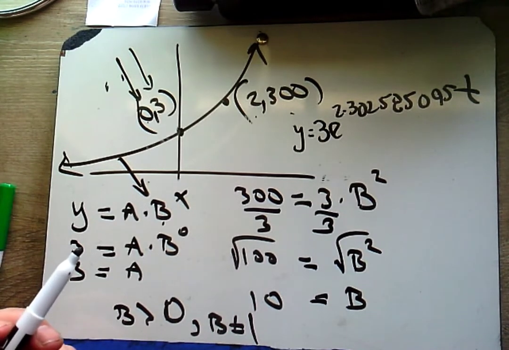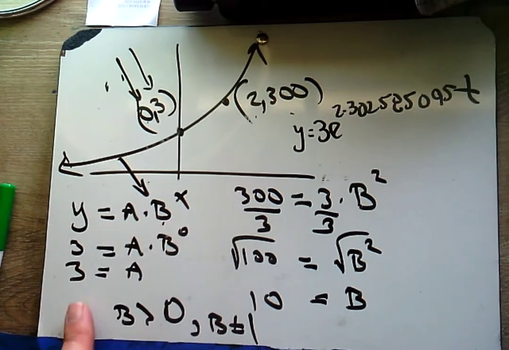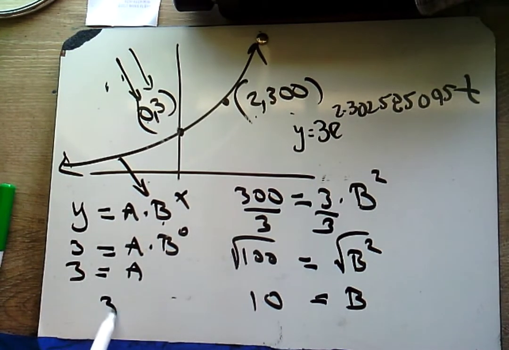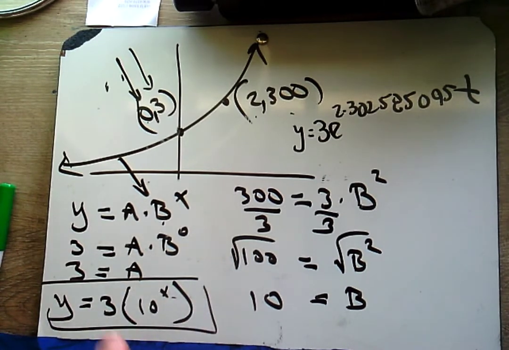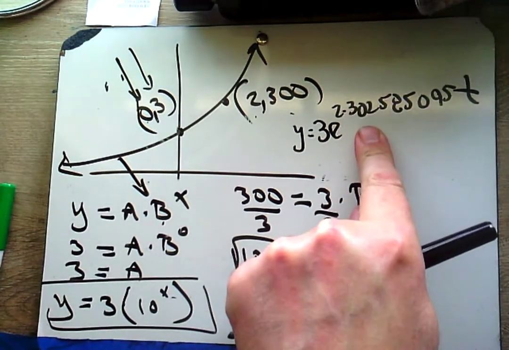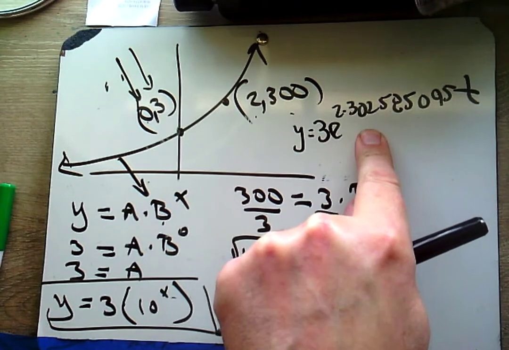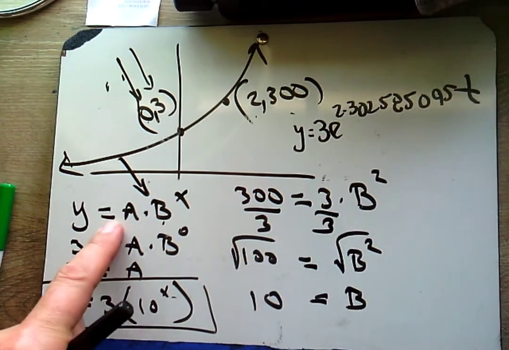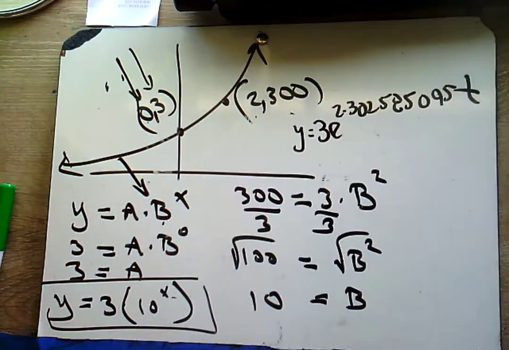So what's my equation? Well, the a value is 3. The b value is 10. So my equation is going to be 3 times 10 to the x. And that's a whole lot tidier than that. I think it's a whole lot less work than that. So I'm going to use this method whenever I'm given a graph. At least that's generally what I do.